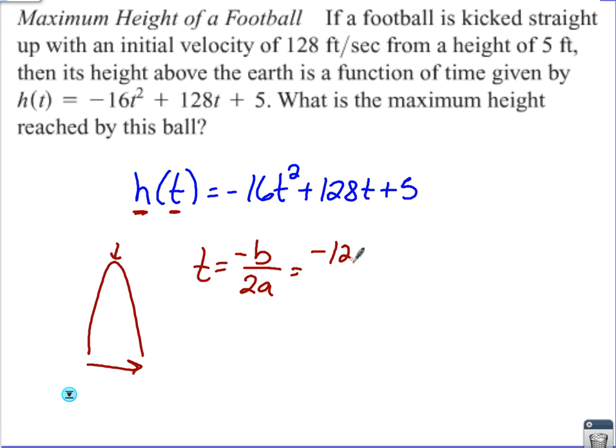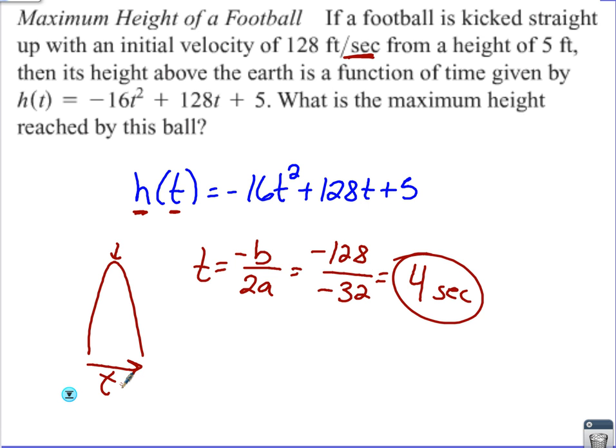Negative b over 2 times a is negative 128 over negative 32, which gives you 4. 4 what? That's t, 4 seconds. Is that what we're asked to find? What we're asked is the maximum height reached by the ball. That tells you when it's going to reach that maximum height. This is your t-axis. After 4 seconds, it's going to be here. That's your axis at t equals 4.